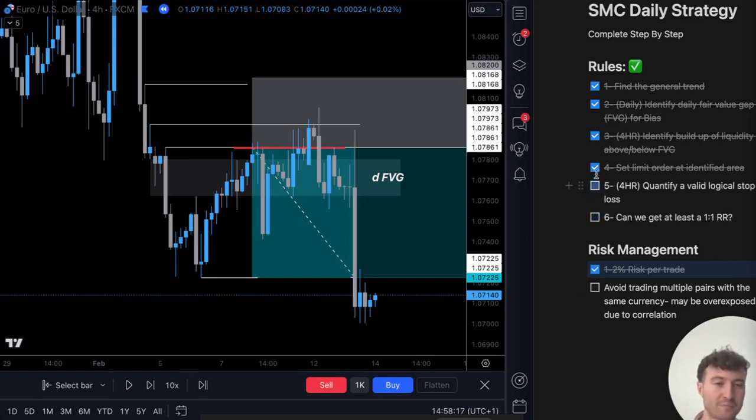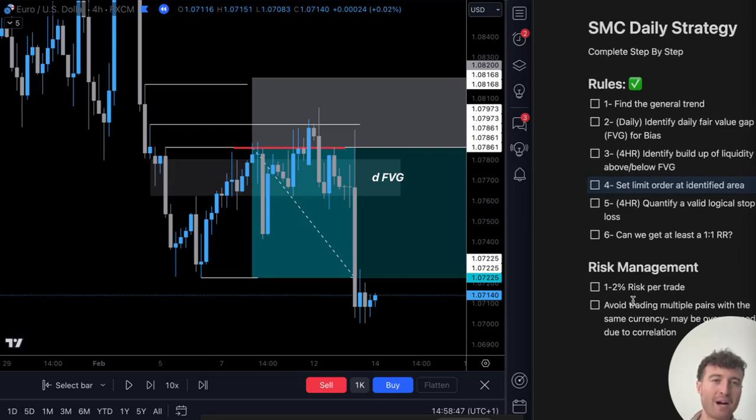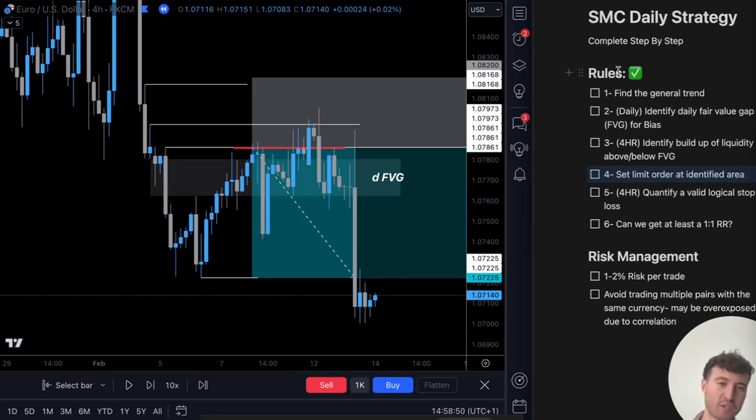So, guys, don't over leverage, because if you're trading 2 USD pairs in the same direction, you're essentially taking the same bet, leveraged up. If you're using 2% on each, you're essentially taking a 4% bet on one trade because of the correlation between the dollar, for example. So always be cognizant and mindful of trading multiple pairs in the same direction. This is my SMC daily and 4-hour strategy, my complete step-by-step breakdown in a quantifiable and logical way.